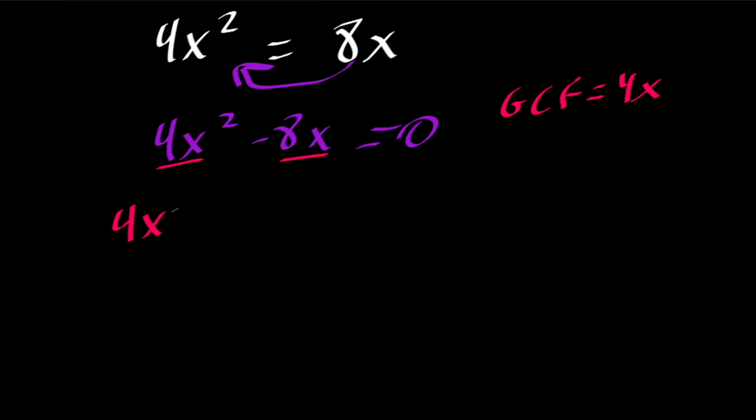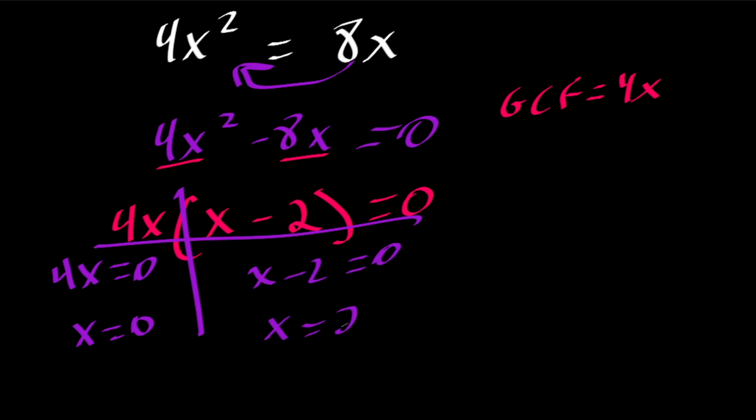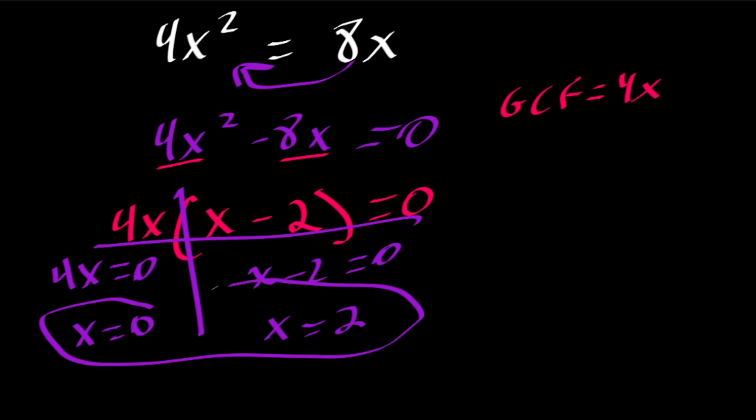So if I do that, watch what happens. We would leave in parentheses x minus 2. We would still set that equal to 0. And now I can split these two factors up. I can say 4x equals 0, so x is just equal to 0. And I can say x minus 2 equals 0, so x equals 2. And those are my two answers.